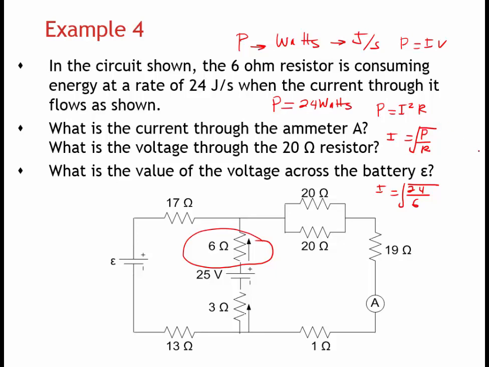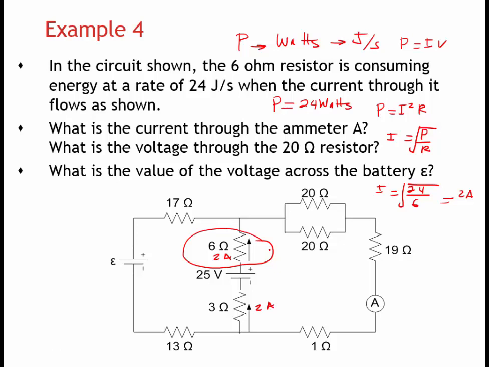Okay. So this comes out to be 2 amps. So what it means is that the current in this branch, we have 2 amps here, and we also have 2 amps here. It's the same branch, it's the same current, right?